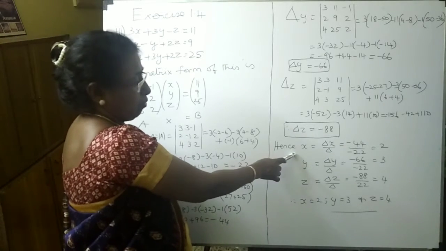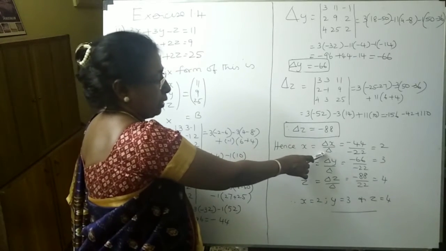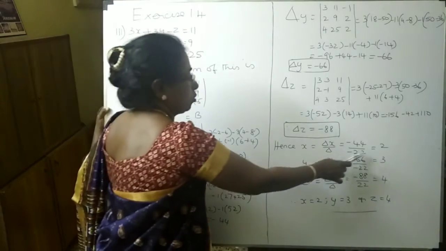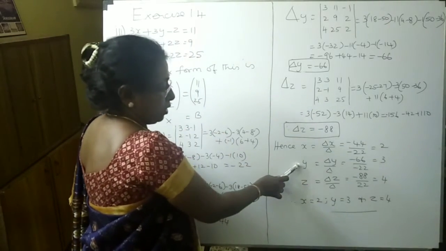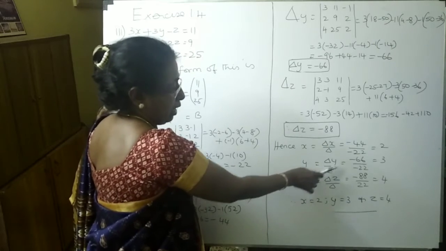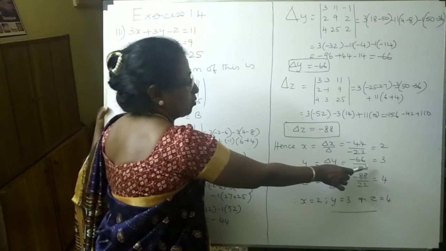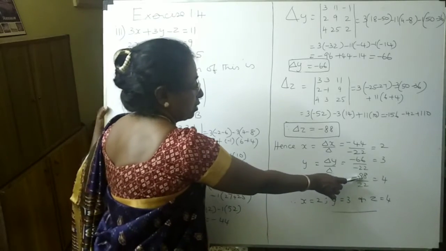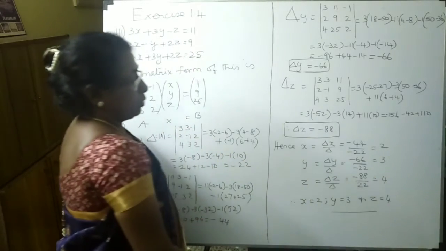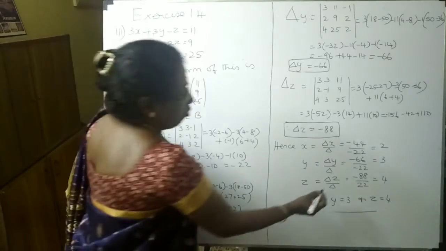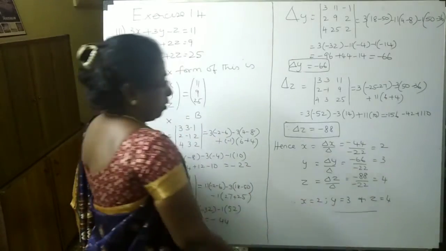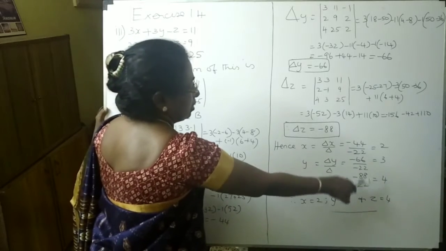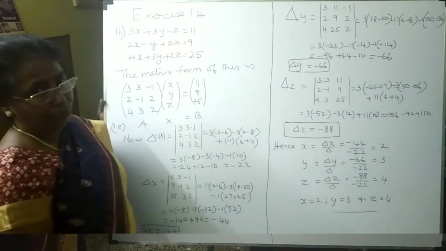Therefore x is equal to delta x by delta, that is minus 44 by minus 22, which gives you 2. Y is equal to delta y by delta, that is minus 66 by minus 22, which is 3. Z is equal to delta z by delta, that is minus 88 by minus 22, which is equal to 4. So x is equal to 2, y is equal to 3 and z is equal to 4.